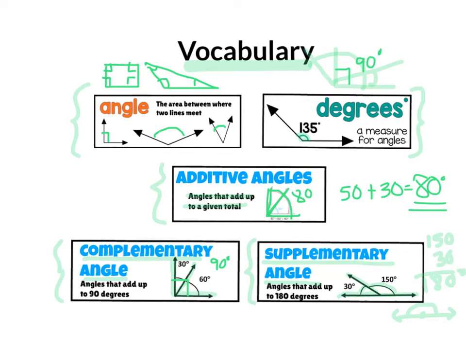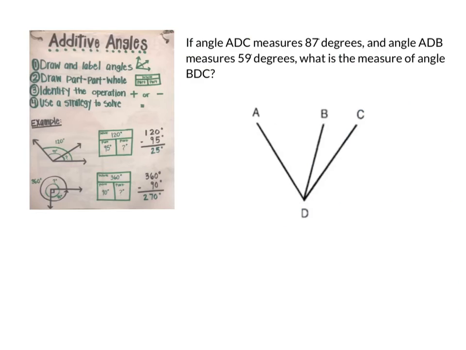All right, I think we're ready for our first problem. All right, so first up, we've got our new anchor chart off to the side here, additive angles. We've got 4 steps. Draw and label our angles. Draw a part-part whole chart. Figure out if we are adding or subtracting. And then use a strategy to solve. So let's go ahead and answer this problem using our steps.